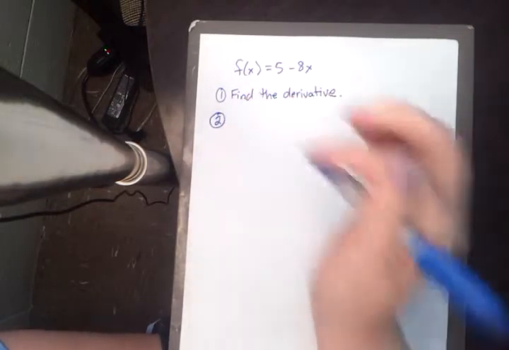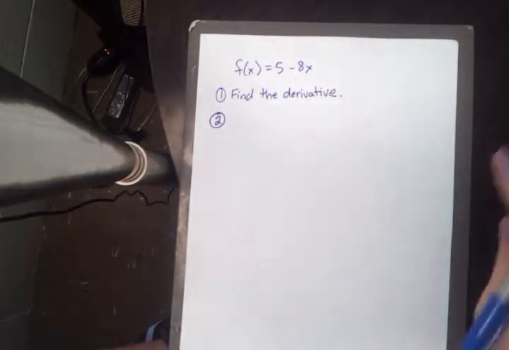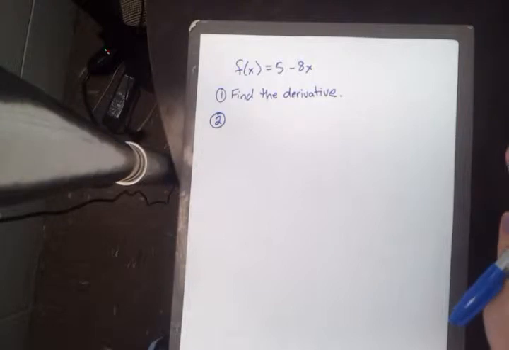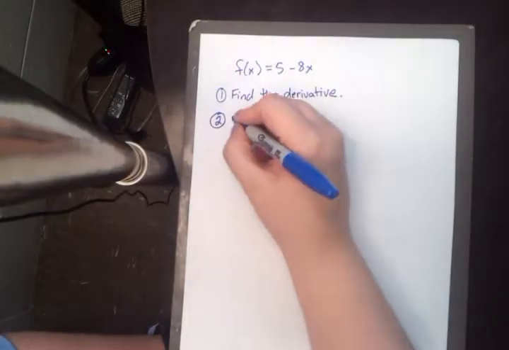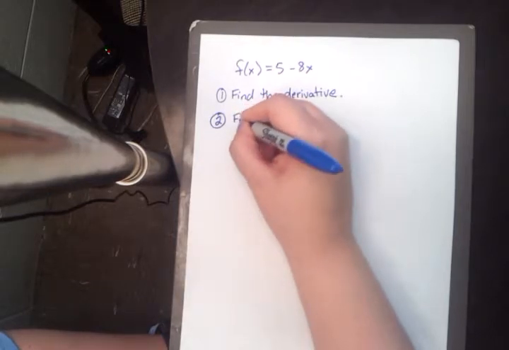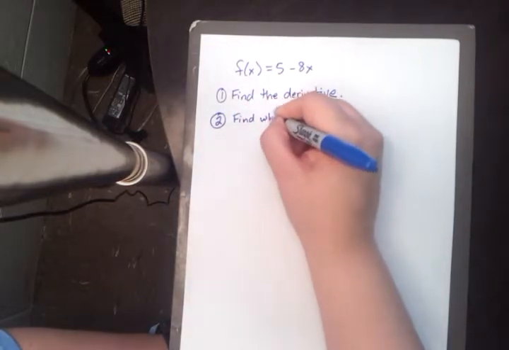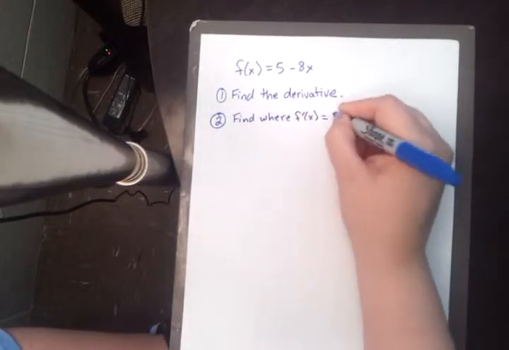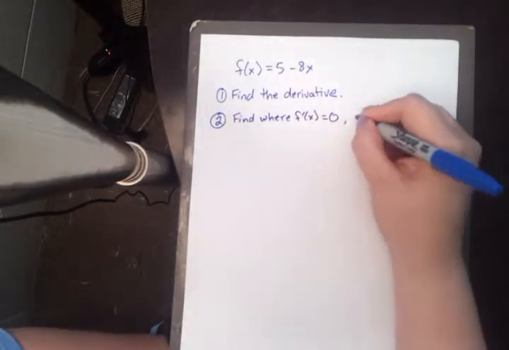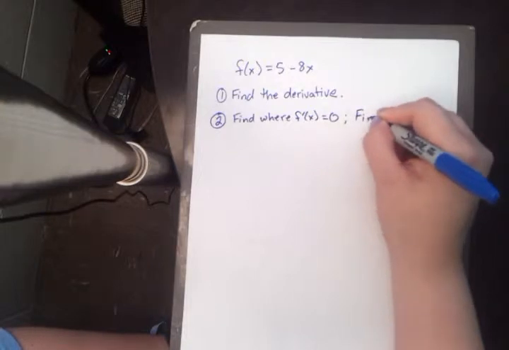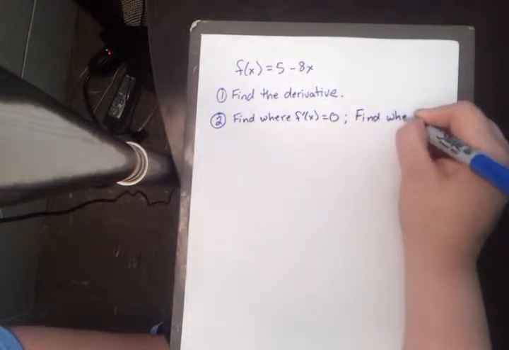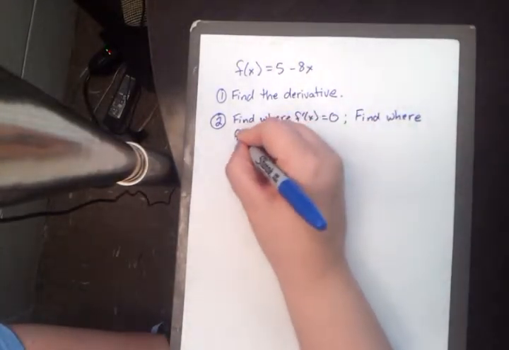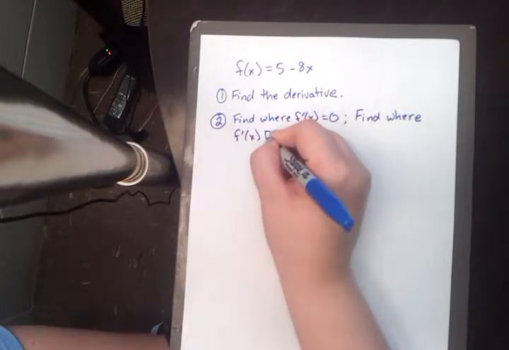Step 2 is going to be to find 2 things. And in this case, we're only going to have to find one of them, but we need to remember what we need to do. We need to find where f prime of x equals 0. And then we also need to find where f prime of x doesn't exist.